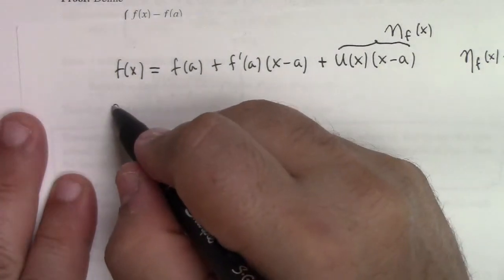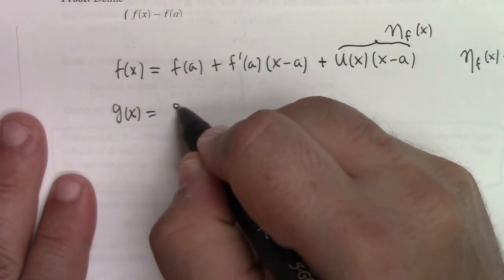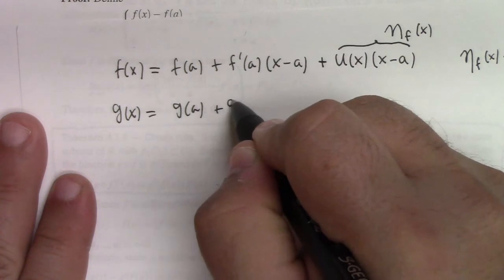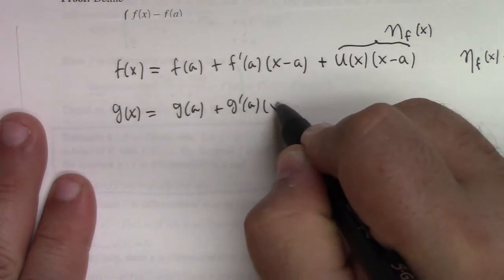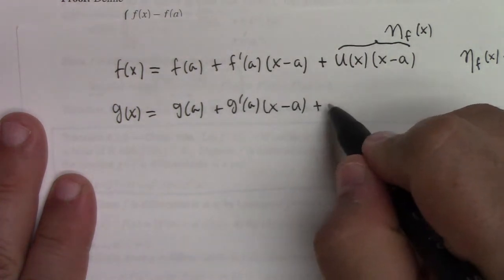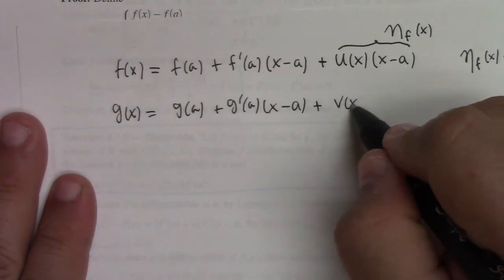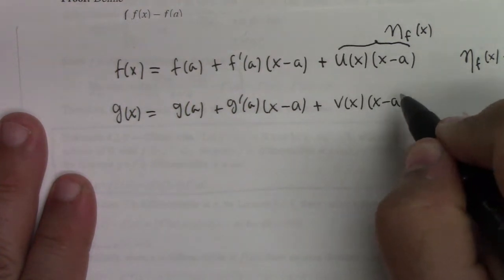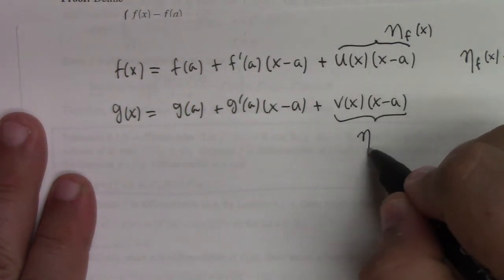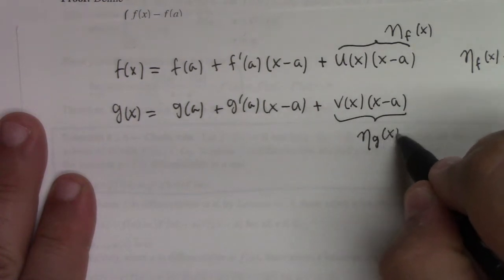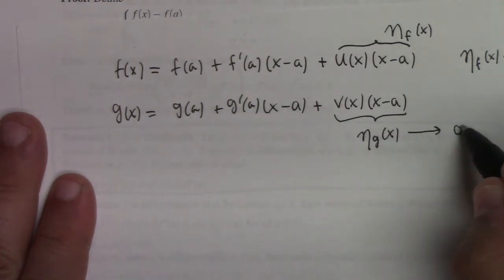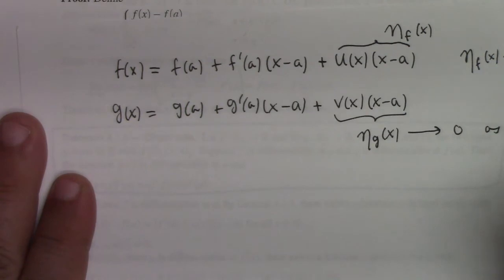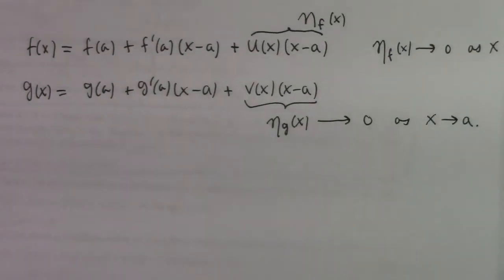Right? And likewise, g of x we can write as g of a plus g prime of a times x minus a plus, well, v of x, let's say, times x minus a by the lemma. But I'm just going to point out we can call that eta sub g of x, and then notice that that goes to 0 as x goes to a, right? So, let me back it up here a bit.